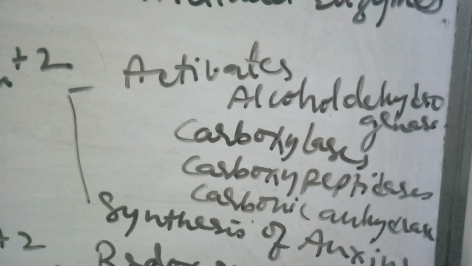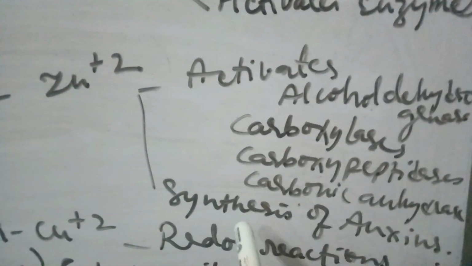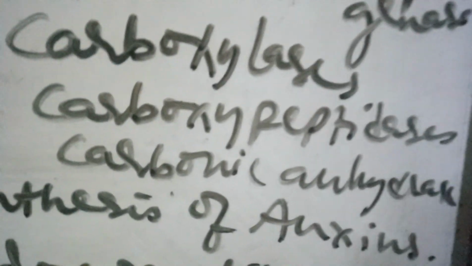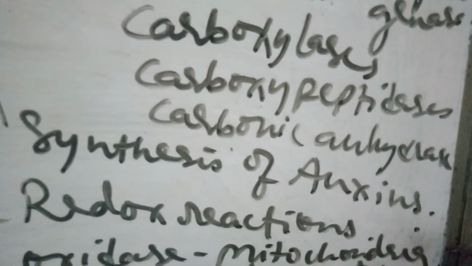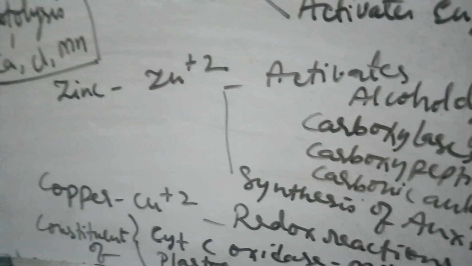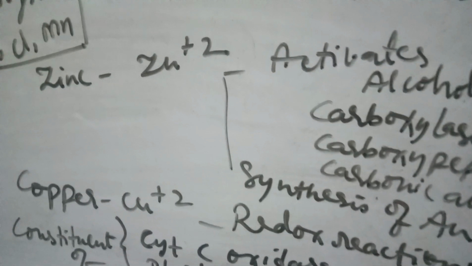Zinc also plays an important role in the synthesis of auxins. Auxins are plant growth hormones, and auxins are synthesized with the help of zinc.